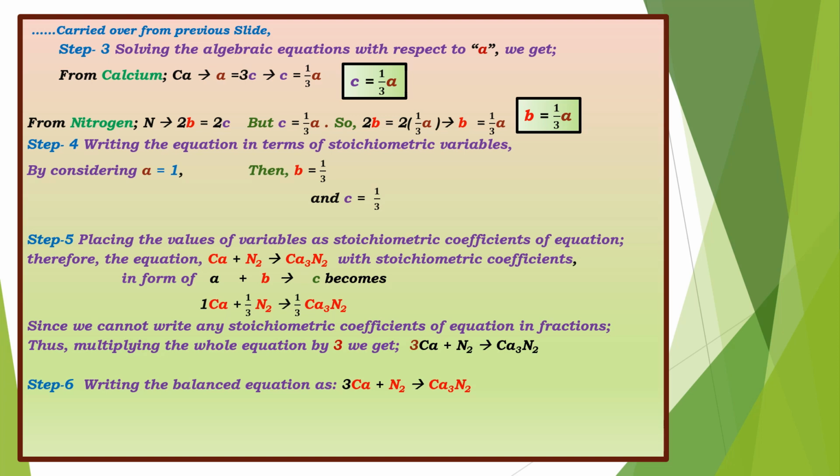Step 5. Placing the values of variables as stoichiometric coefficients of the equation. Therefore, the equation Ca plus N2 gives Ca3N2 with stoichiometric coefficients in the form of A, B, C becomes 1 Ca plus 1 by 3 N2 gives 1 by 3 Ca3N2. Since we cannot write any stoichiometric coefficients of an equation in fractions, multiplying the whole equation by 3, we get 3Ca plus N2 gives Ca3N2. Step 6. Writing the balanced equation as 3Ca plus N2 gives Ca3N2.